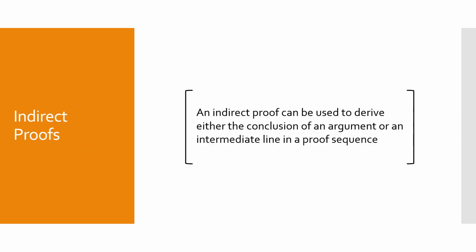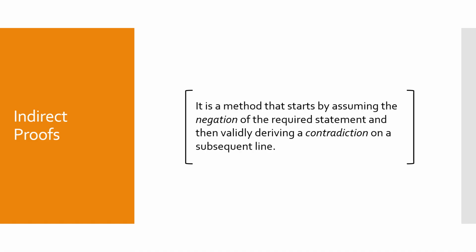Now, an indirect proof can be used in a number of different ways, but it can be used to derive either the conclusion of an argument or an intermediate line in the proof of some other sequence. And the technique starts here by assuming the negation of the statement to be derived, and then deriving a contradiction on a subsequent line in the proof. And so the indirect proof sequence is then discharged by negating the assumed statement.